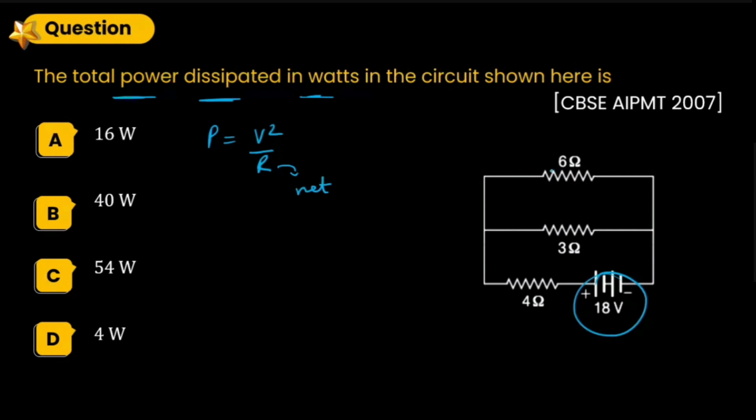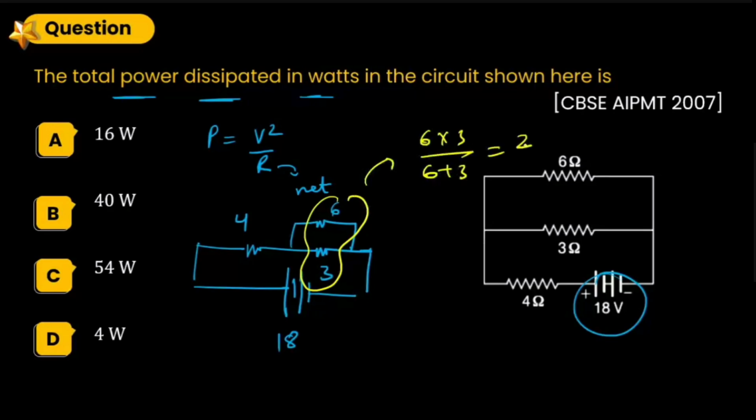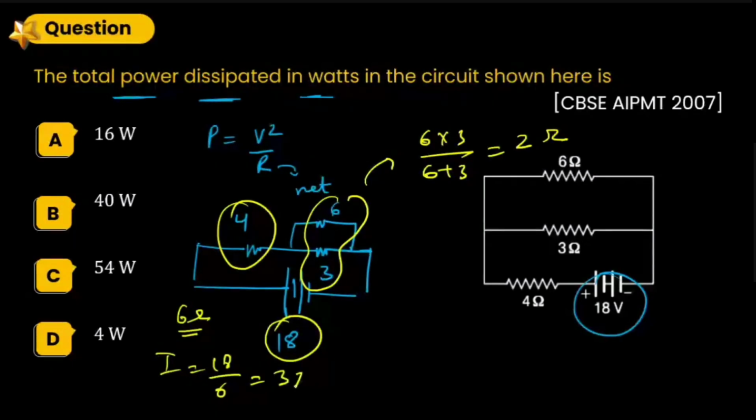Let us see the circuit properly first. This circuit can also be drawn this way. I guess now you can find the net resistance easily. The net resistance of this combination would be 3 times 6 by 6 plus 3, that is going to be 2 ohm. And then 4 plus 2 is 6 ohm. It is 18 volt, so current is going to be 18 by 6, that is 3 ampere.